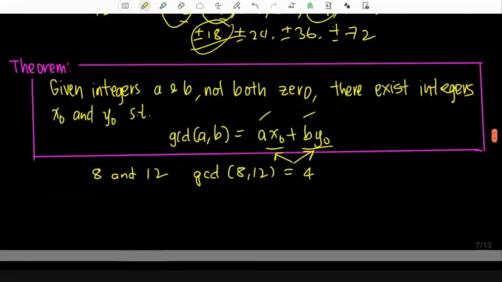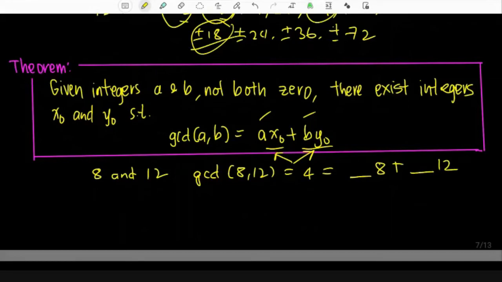Now, ang sinasabi ng theorem, si 4 pwede kong i-express as linear combination ng 8 tsaka ng 12. Kaya lang, hahanap ka lang ng value x0, y0. In this particular example, madaling hanapin eh. Di ba? Paano yun? Gawin mo lang 1 yung sa 12, negative 1 yung sa 8. Yan. So, negative 8 plus 12, 4. Tama?